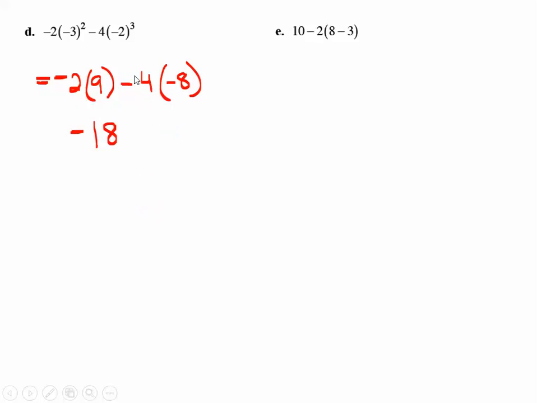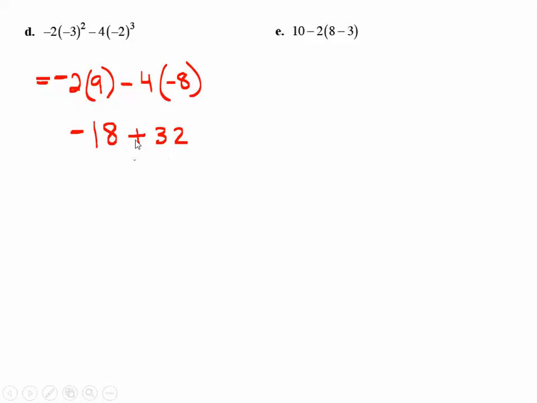And this one, what we think about here is this is technically a sort of negative because I can make this 4 into a negative. And so we think of this as almost like a negative 4 times a negative 8. And a negative 4 times a negative 8 gives you a positive 32.